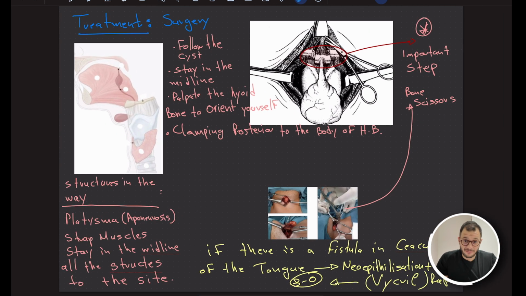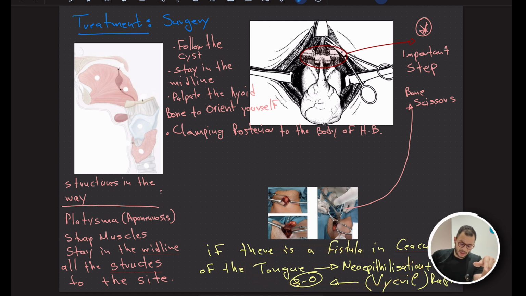And in very, very rare cases, you will be able to put a probe in the fistula and follow it up to the base of the tongue and see it coming out through the mouth, through the foramen caecum. In this case, you will need to do a neoepithelialization of the tissue in this area and suture it with a Vicryl 3.0, just as we see here.